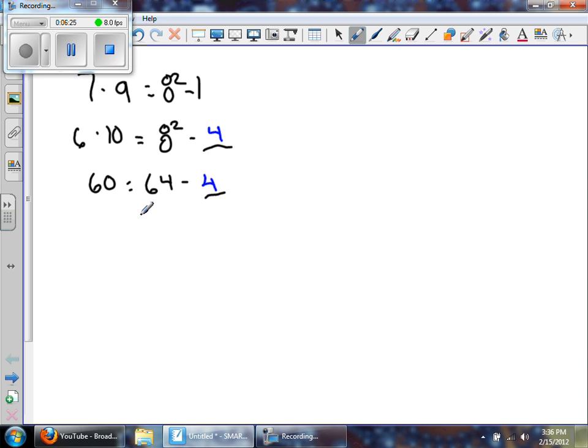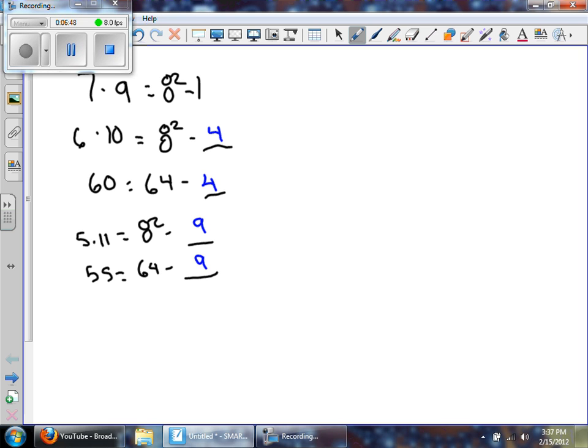Okay. Let's try another example. Let's keep with 8 being in the middle here, and let's do 5 times 11 is going to be equal to 8 squared minus what? Well, 5 times 11 is 55. 8 squared is 64. So 64 minus what is equal to 55? Well, it turns out that that is 9.